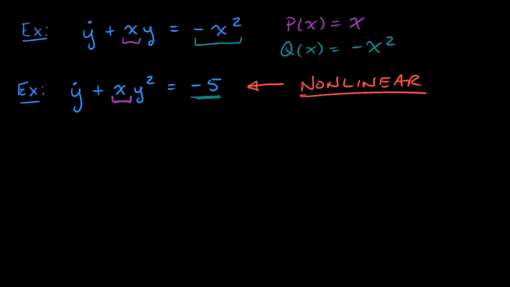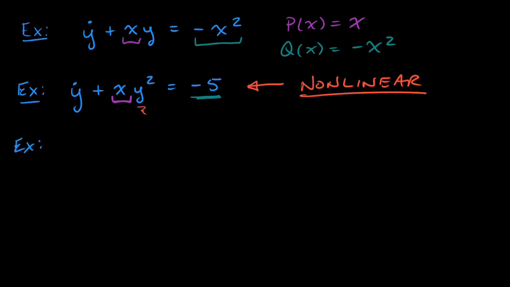So it doesn't match our form. We have a p of x and a q of x, but we don't have a y dot plus p of x onto y equals q of x. We have a y squared here, which causes a problem for us. So that makes it a nonlinear differential equation.